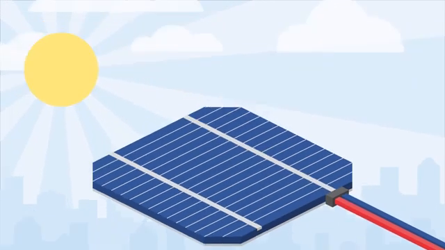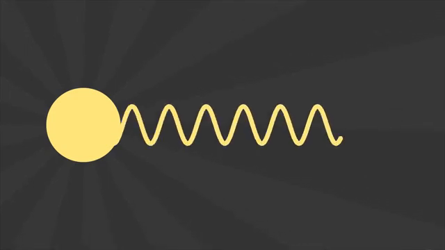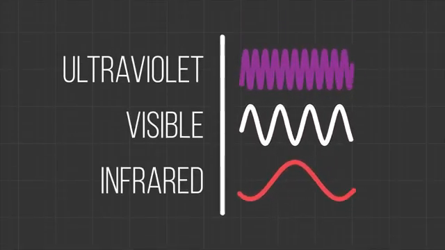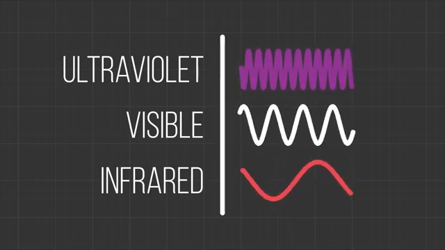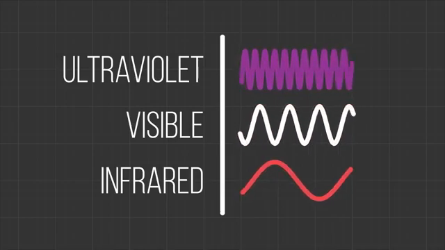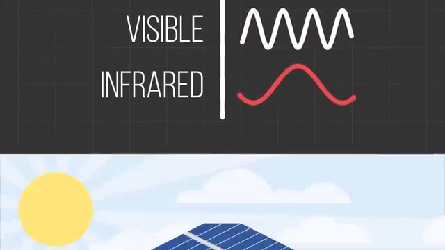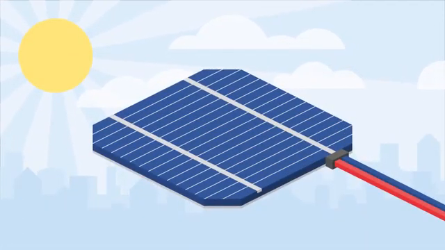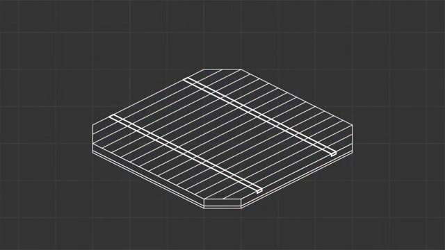Let's find out how. The sun emits energy in the form of waves. These waves can range in length from short ultraviolet waves through the rainbow of the visible spectrum to long infrared waves. When the sun is shining, these waves move towards the Earth and hit the surface of the solar cells. Let's take a closer look.